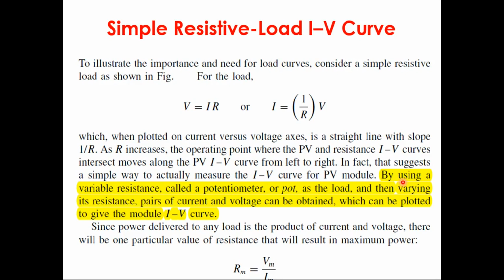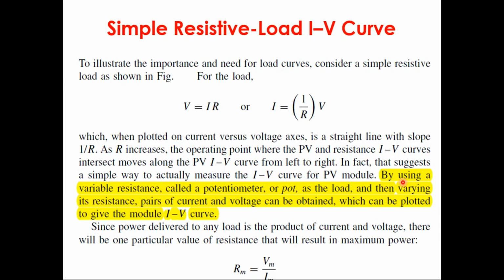In fact, this suggests the simplest way to measure the IV curve of a PV module. Usually in field practice, we have a rheostat and we vary it to plot the IV curve in the field. The power delivered depends upon the value of resistance. You will also get one point where the maximum power is delivered, which is known as RM. It is the ratio of Vm upon Im.